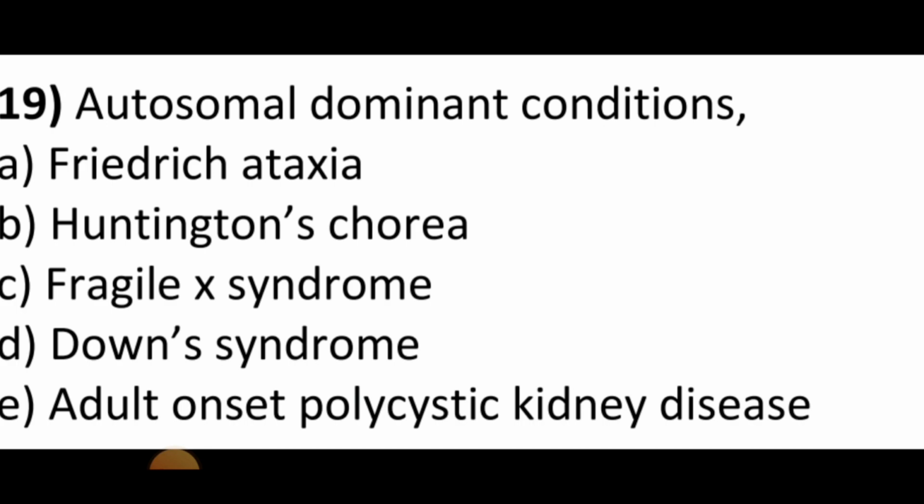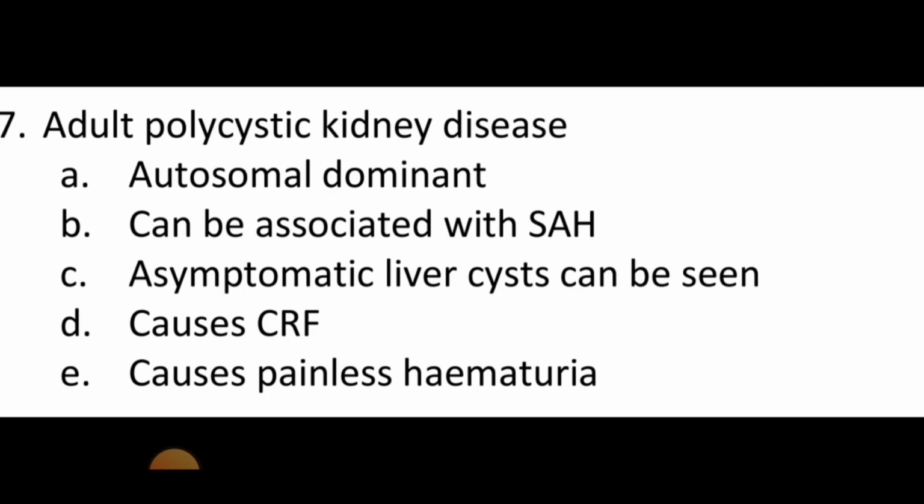Let's go through the other question. Autosomal dominant conditions. This question is also regarding the genetics. However, in the answers it says adult onset polycystic kidney disease. Now you know that it is true. The next question, adult polycystic kidney disease, we have to select whether these answers are true or false. Answer A, autosomal dominant, it is true. Answer B, can be associated with SAH. You know that in adult polycystic kidney disease, the patients may have cerebral aneurysms as well. The rupture of those aneurysms may cause subarachnoid hemorrhage. So, answer B is true.